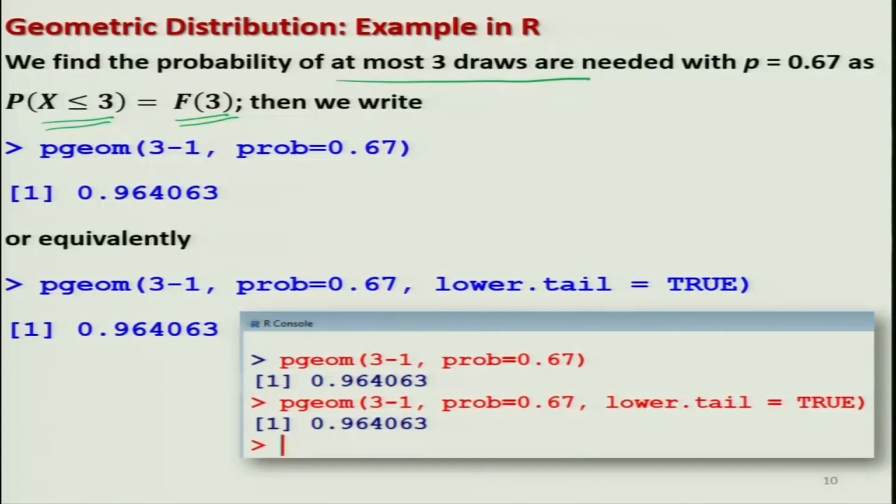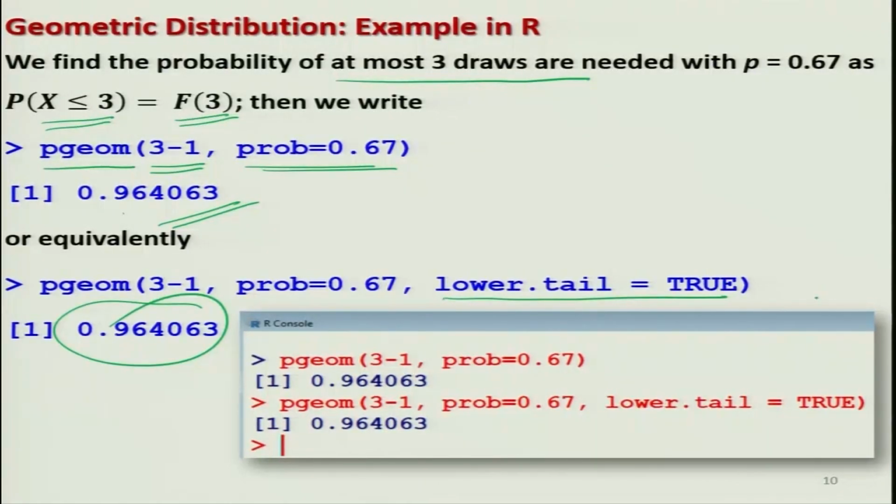Instead of writing f3, you have to write 3 minus 1 in place of 3. So that will become pgeom, and this will become 3 minus 1 and prob is equal to 0.67, and this probability you can obtain from the R software like this, 0.96 and so on. Or equivalently, if you want to do it using the lower.tail equal to TRUE option, you will get the same thing, and this is the screenshot.